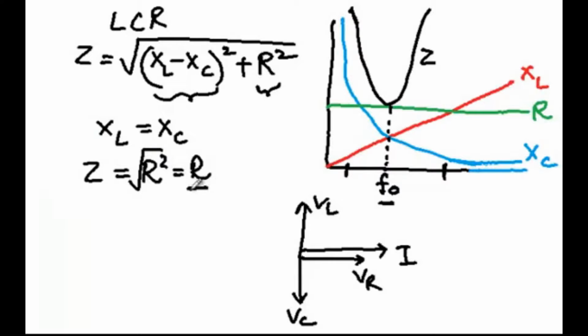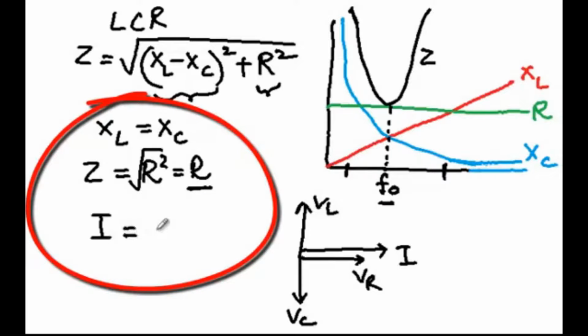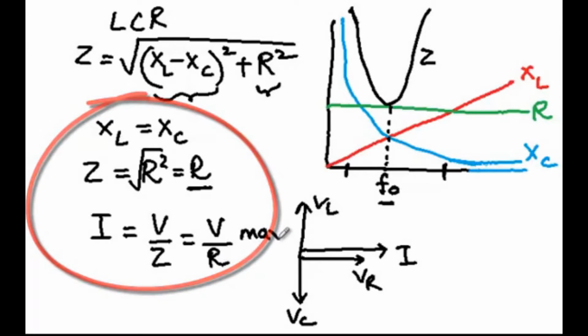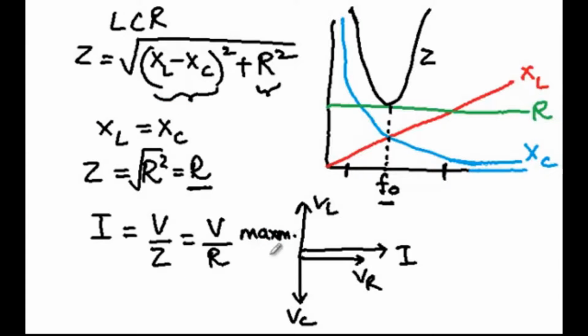And at this instance, when the impedance of the circuit is minimum, the current, which is given by V over Z, will be equal to V over R. So the current will be maximum. Obviously, if the impedance of the circuit is minimum, the current has to be maximum.